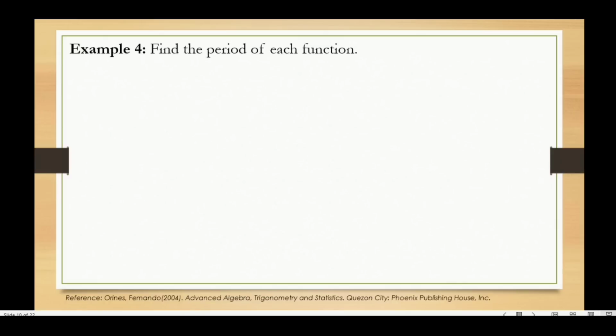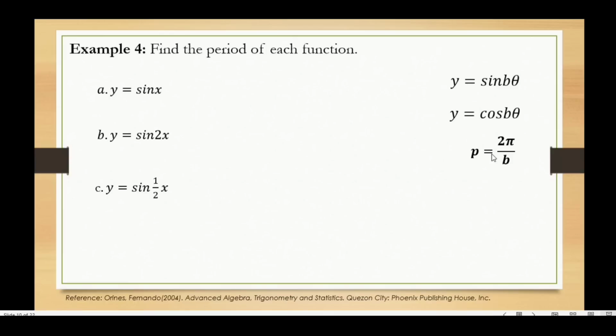So, find the period of its function. So, meron tayong formula, okay, na ginagamit para makuha kung ano yung period ng graph natin. So, y is equal to sine x, y is equal to sine 2x, y is equal to sine 1 half x. Actually, yung cosine, parehas lang din. Same lang sila ng formula na gagamitin. So, nagkataon lang sa example natin, lahat sine yung example natin. So, paano kukunin yung period? So, sa y is equal to sine b theta and y is equal to cosine b theta, kukunin natin yung period natin by using this formula.